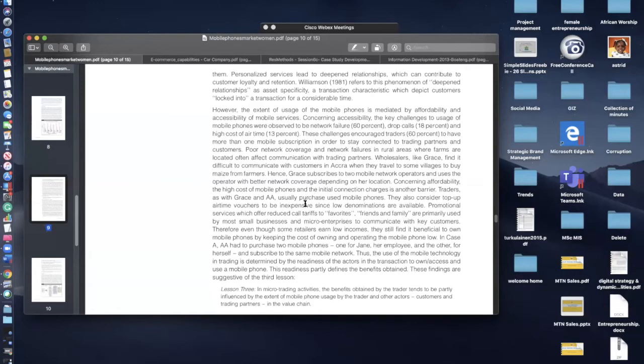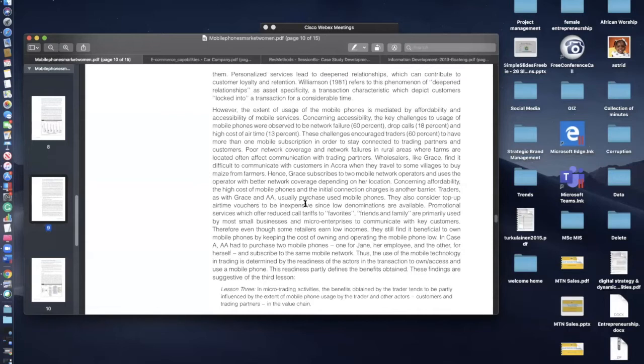She's comparing and using that to come up with an understanding that in terms of mobile phone usage, we can emphasize that the benefits you get depend on the readiness of the actors in the transaction to use or own a mobile phone. That's all that she's trying to say. The only way she can do that is to show that what she is saying is true. And she has shown that by pointing out that if you don't have the mobile phone, she cannot interact with you.